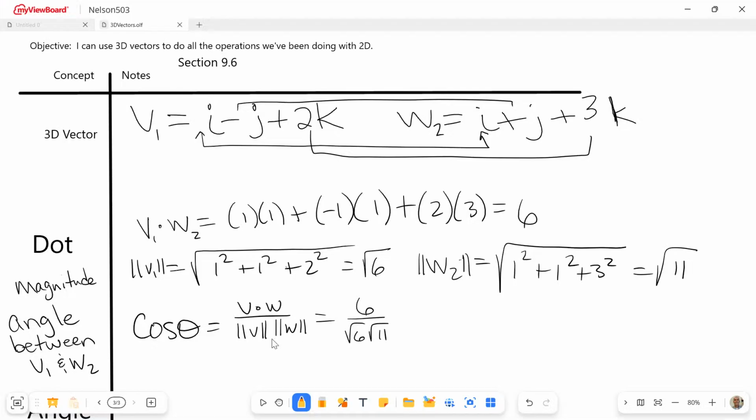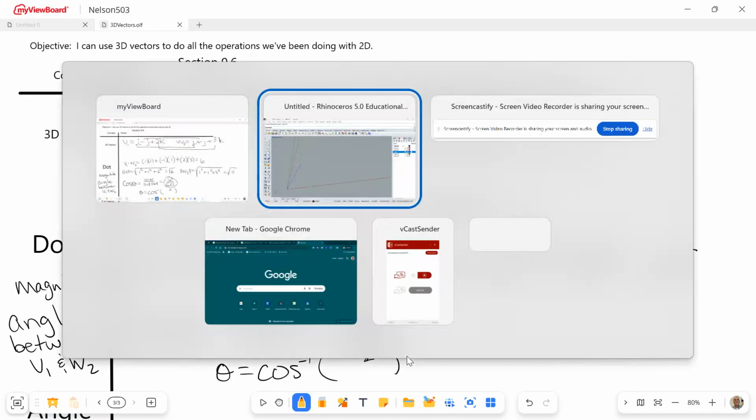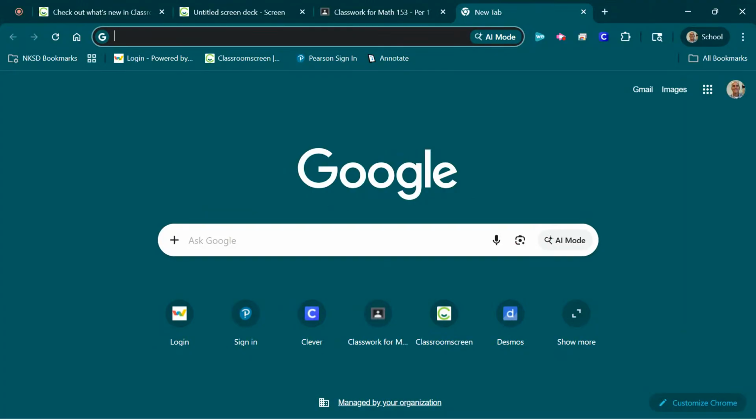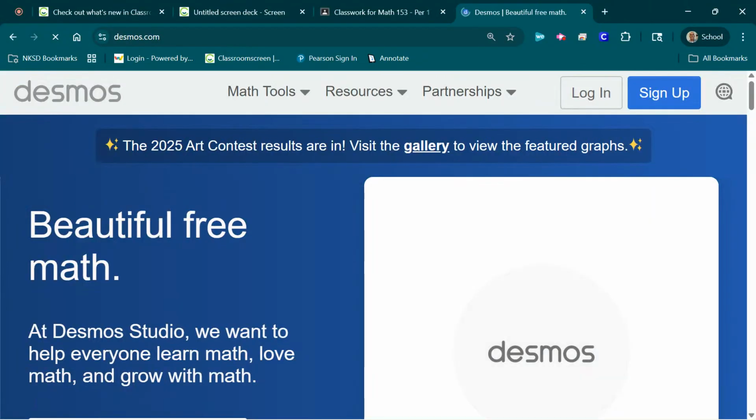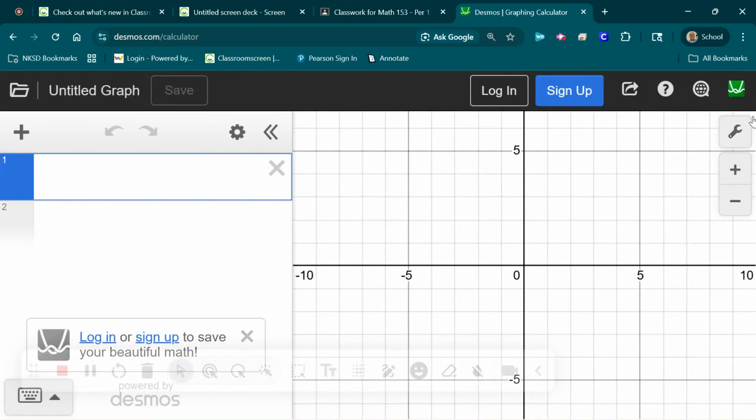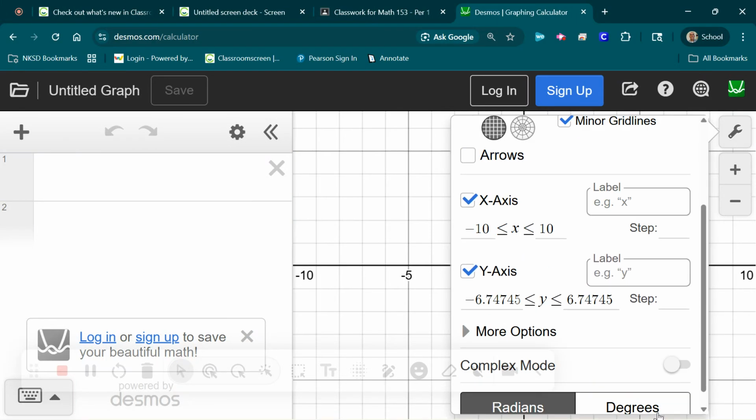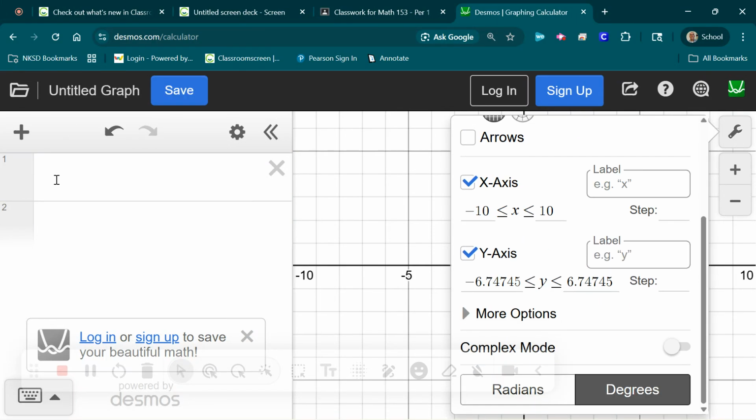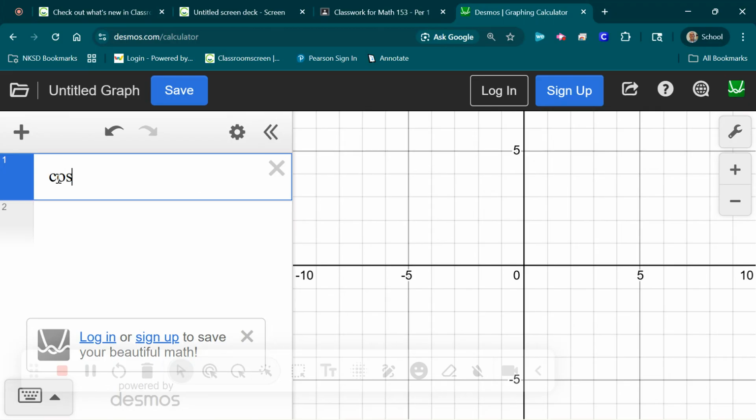All right, so what do we do? We jump over to Desmos, right? And we do the inverse cosine of this number right here. We want the inverse cosine of that stuff. Let's practice that real quick, okay? So getting over to Desmos, and you go to degree mode. I think they're going to want it in degrees. And then we go inverse cosine, right? Inverse cosine.